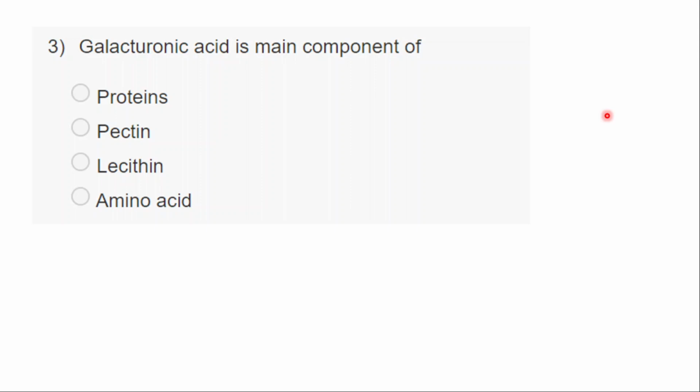Let's move on to the third question. Galacturonic acid is main component of dash. Option A, proteins. B, pectin. C, lecithin. And D, amino acid.